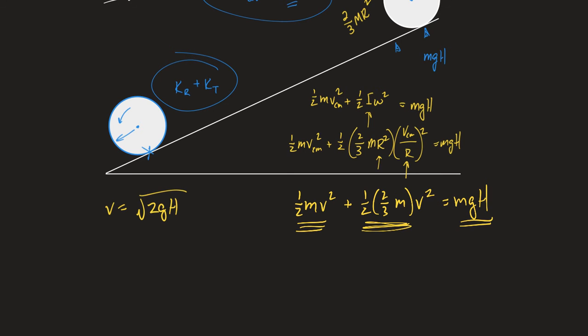When you add 1/2 and 1/3 together, what do you get? You want to try that again? Okay. Canceling out the m's, 1/2 plus 1/3 times v squared equals gh. Yeah, so you add those together, you get 5/6, which means that v is going to be equal to the square root of 6/5 gh.